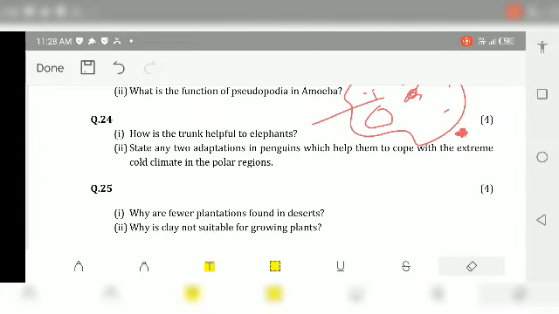Next question: adaptations which help penguins to live in polar regions are as follows. Penguins have thick skin and a layer of fat under the skin. Penguins huddle together to make themselves warm.